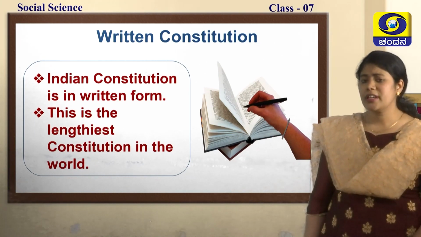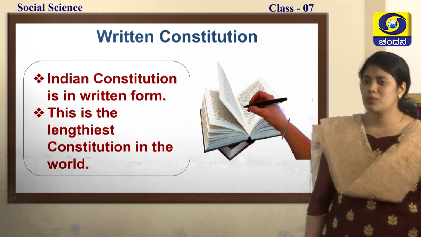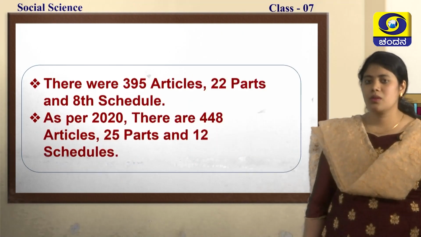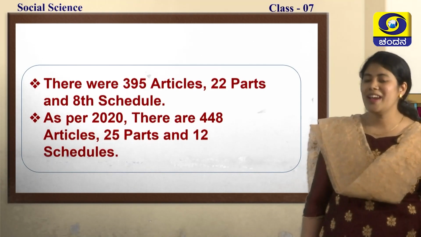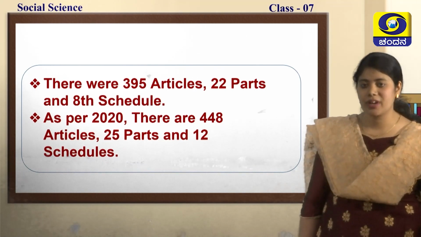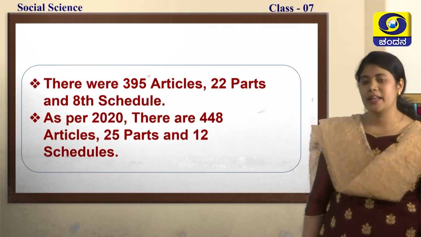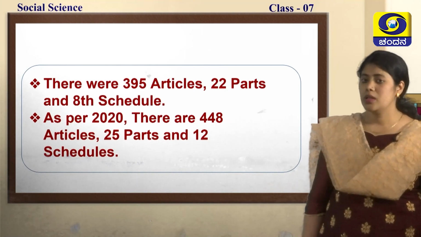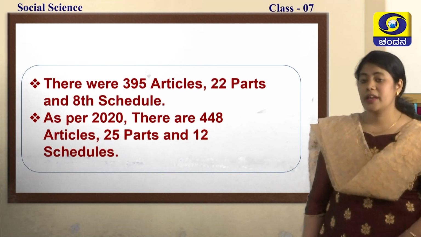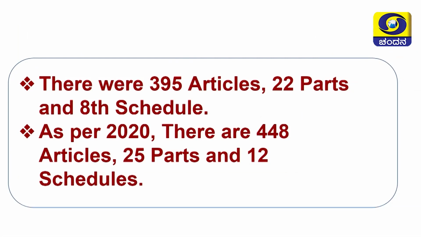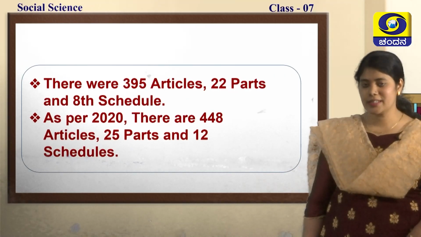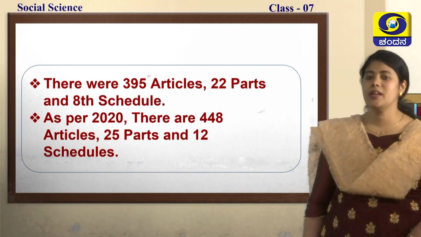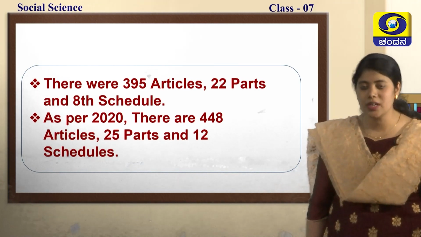And one more thing, it is the lengthiest constitution in the world, okay. So, how will we come to know how it is the lengthiest constitution? Earlier, we had 395 articles, 22 parts and 8 schedules. But now, as per 2020, there are 448 articles, 25 parts and 12 schedules. Okay. Don't you think it is lengthy, right? Yes, it is the lengthiest constitution of the world.